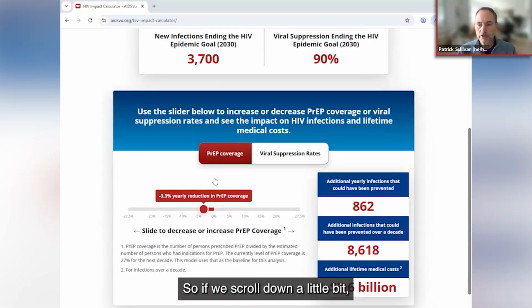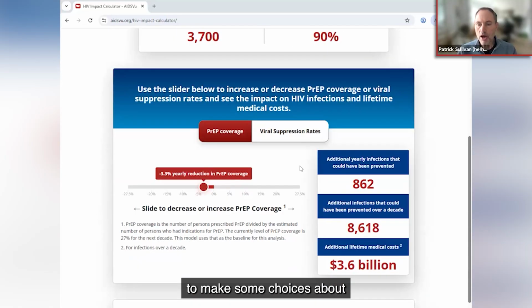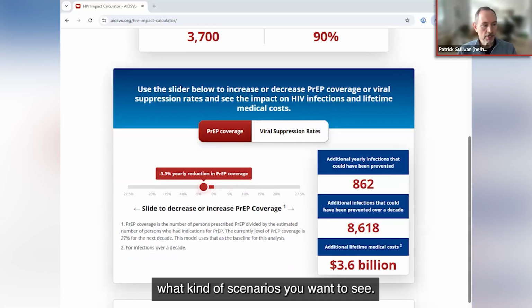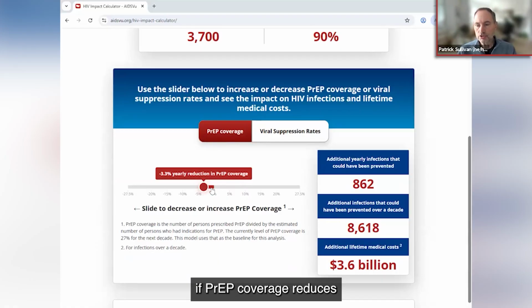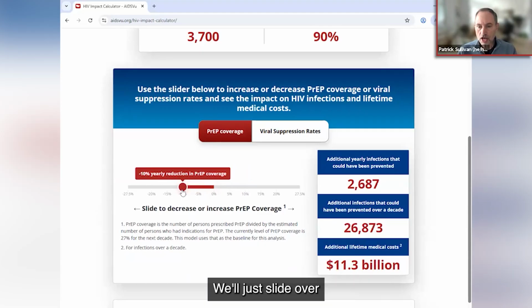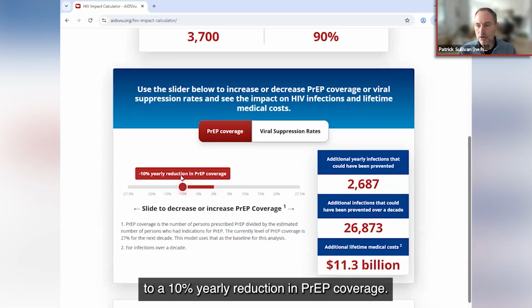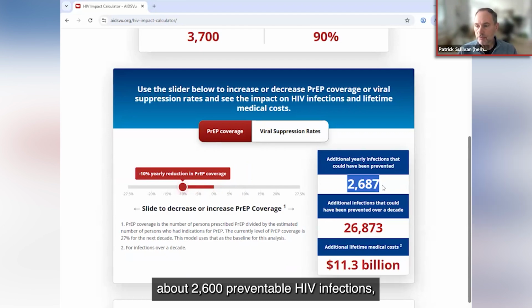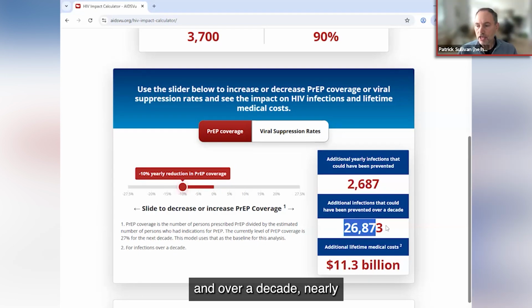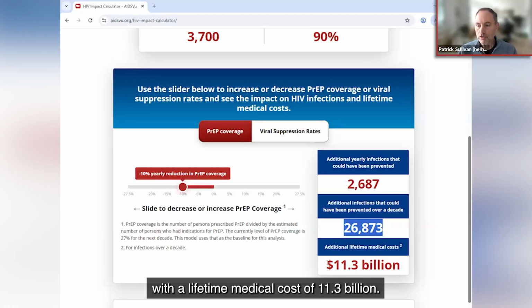So if we scroll down a little bit, this is where you're going to make some choices about what kind of scenarios you want to see. So let's just think about a scenario where we want to estimate what would happen if PrEP coverage reduces by 10% over the next decade. So that's going to take us into the red here. We'll just slide over to a 10% yearly reduction in PrEP coverage. And we can see that the impact of that would be about 2,600 preventable HIV infections, and over a decade, nearly 27,000 preventable HIV infections with a lifetime medical cost of $11.3 billion.